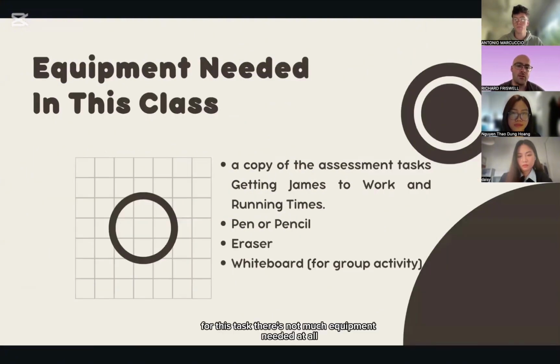For this task, there's not much equipment needed at all. Students will just need a copy of the Getting James to Work worksheet and some sort of writing utensil, whether it be a pen or pencil.